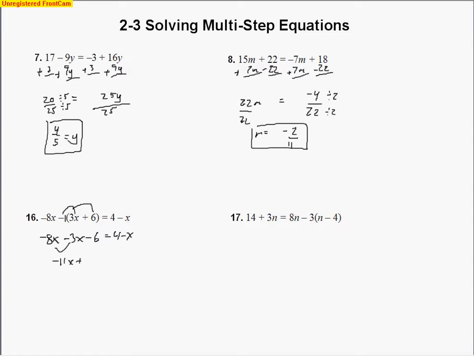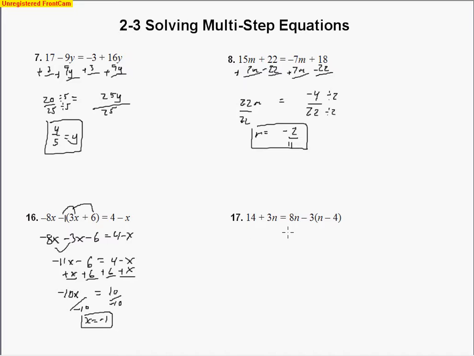And that was a minus 6, so let's change that. And this all equals 4 minus x. So I'll add the x to both sides, and at the same time, I'll add the 6 to both sides. When I do that, I end up with negative 10x equals positive 10. So dividing by negative 10 gives me my answer of negative 1.